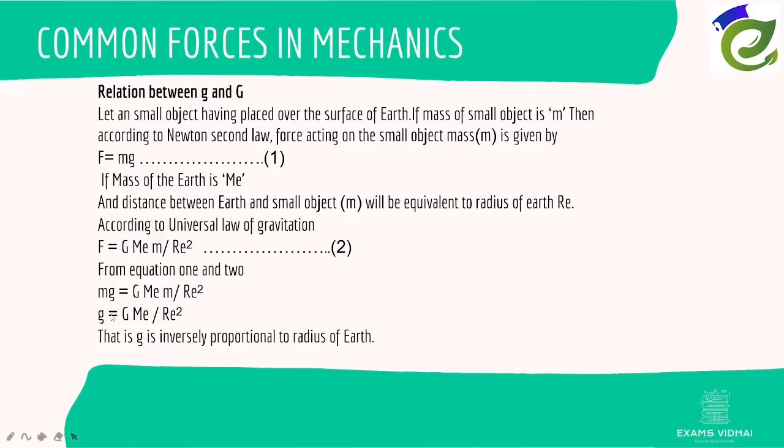According to the universal law of gravitation, as we found in the previous slide, F is equal to G into Me into m divided by r square, where Me is the source, m is the test mass, and r is the distance between the two bodies. Comparing equations 1 and 2, the small m gets cancelled out and we find the value of g. Here we may notice that g is inversely proportional to the square of the radius of the earth. Therefore, we may conclude that the more inside the earth you go, the greater the value of g is.